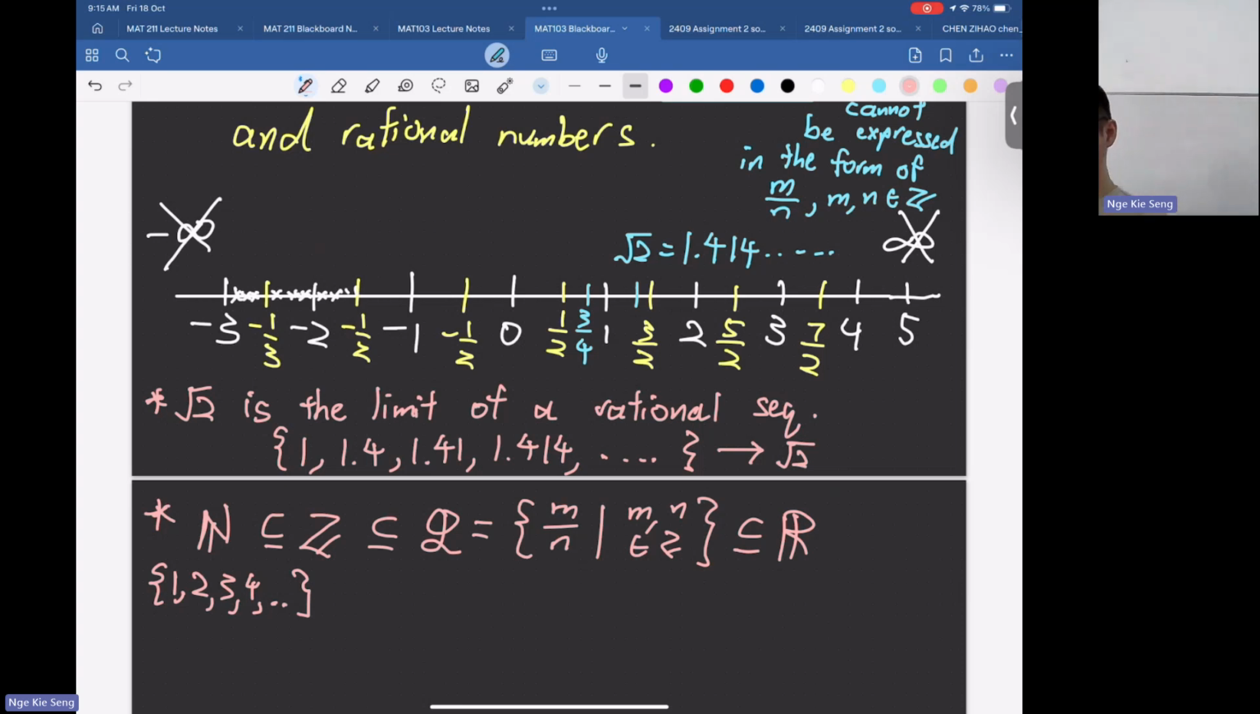So actually there are more irrationals than rationals, but there are really very few irrational numbers that we know, right? What kind of irrational numbers are you exposed to? For example, square root 2, e, the Euler number, or pi. So they are the most used irrational numbers. So there are actually more irrational numbers to be discovered.